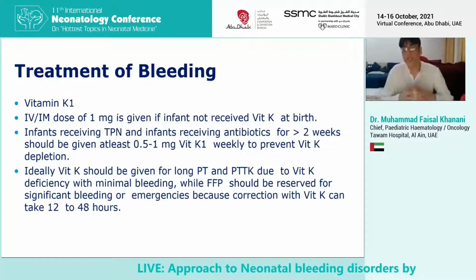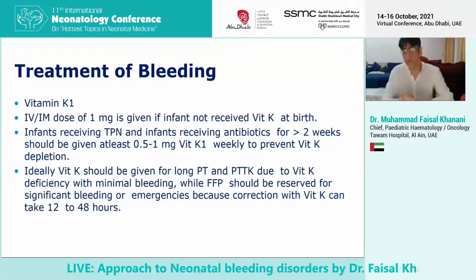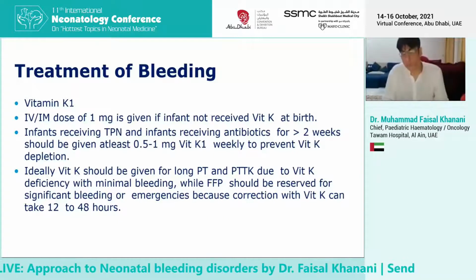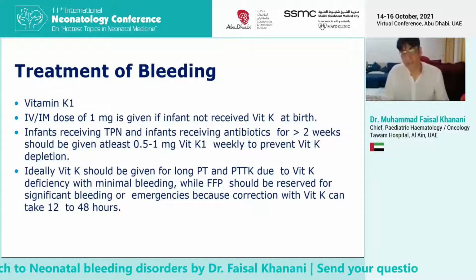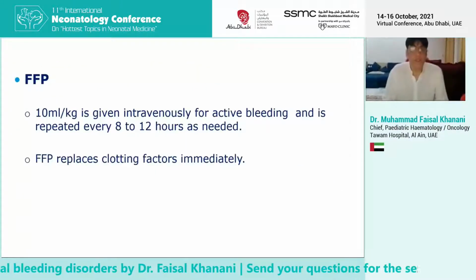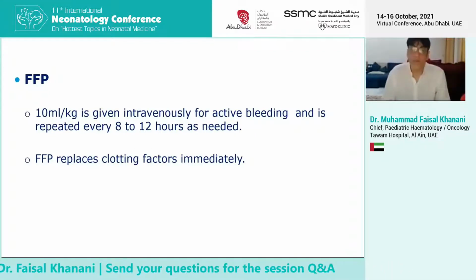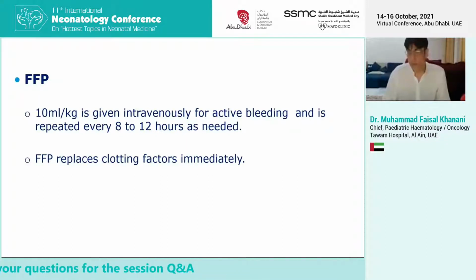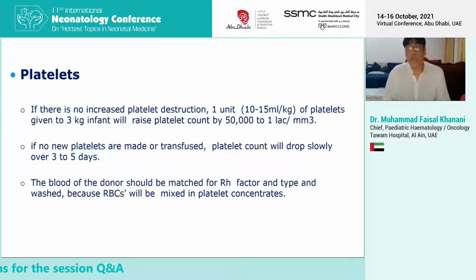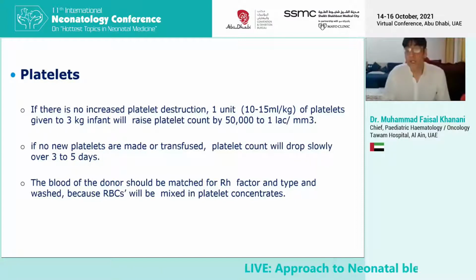So when you see a patient, apart from doing a CBC and giving platelets if required, if the CBC is normal just give vitamin K and do all the basic tests, APTT and factors, and then give FFP as an emergency measure. FFP is 10 ml per kg given intravenously for active bleeding, repeated after 8 to 12 hours. It replaces your clotting factors immediately until you get your results back. If there is no increased platelet destruction, then 1 unit, equal to 10 to 15 ml per kg of platelets given to a 3 kg infant, will raise the count from 50,000 to 1 lakh per cubic mm.